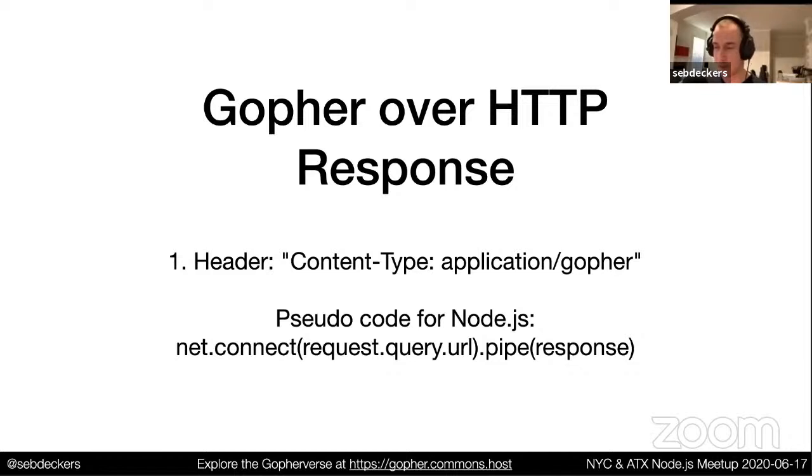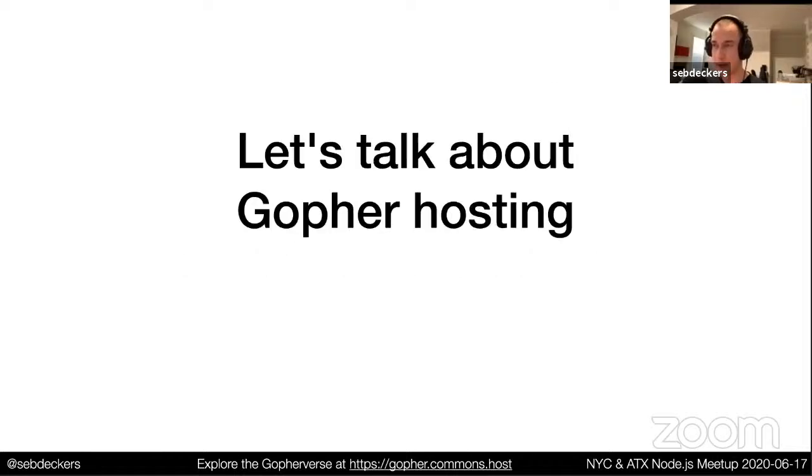It's a little bit more involved, but it's very straightforward because the concept is so simple. You take the request URL and you send it out over a network connection with the TCP module, and you pipe back the response to the HTTP client, and that's it. A little bit of error handling. So let's do Gopher hosting.